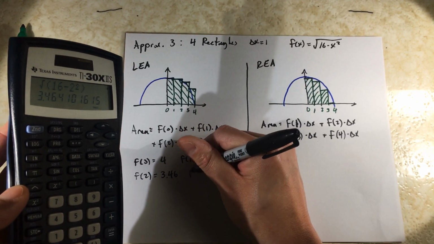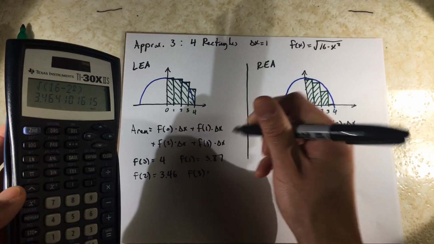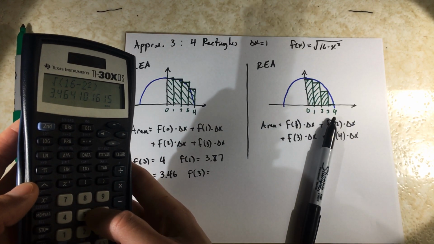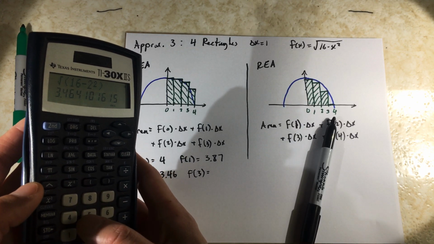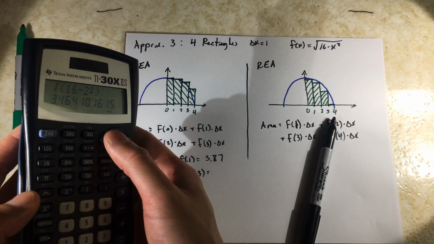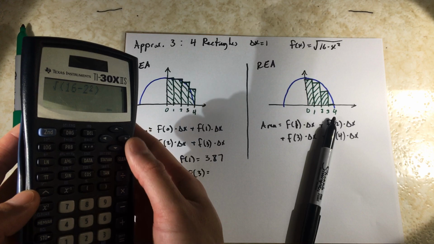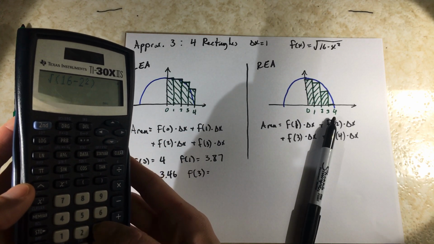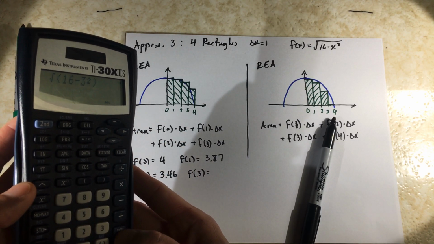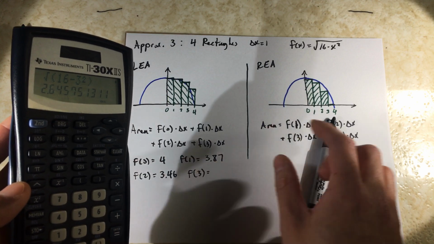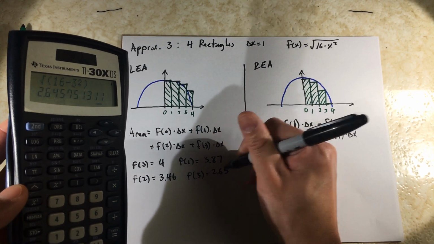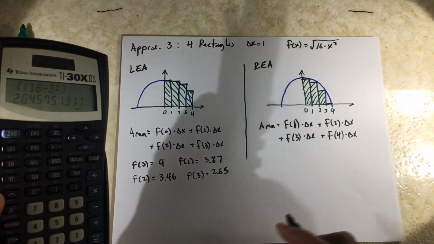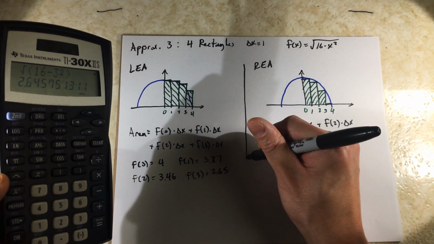So if you're really careful, you could actually keep these in your calculator or write it as the radical version, which would be a more precise value. So I'm going to replace 2 with 3 here. Get 2.65. When you round this thing, that leads to a little bit of an error, but that's okay.